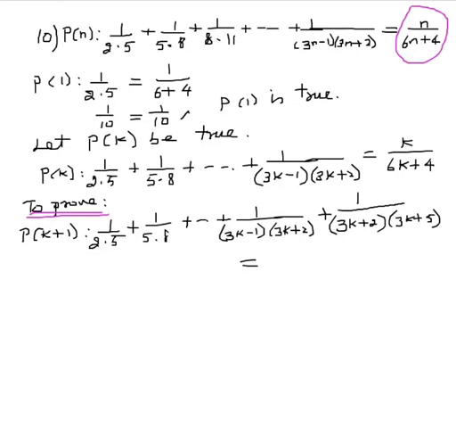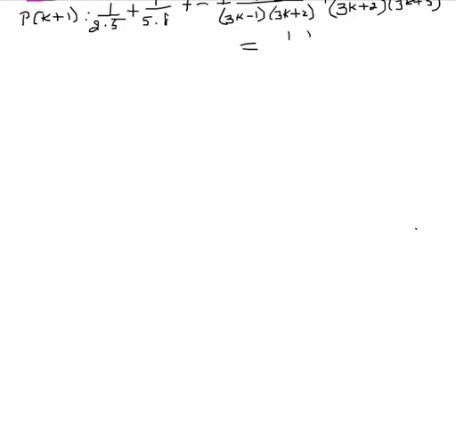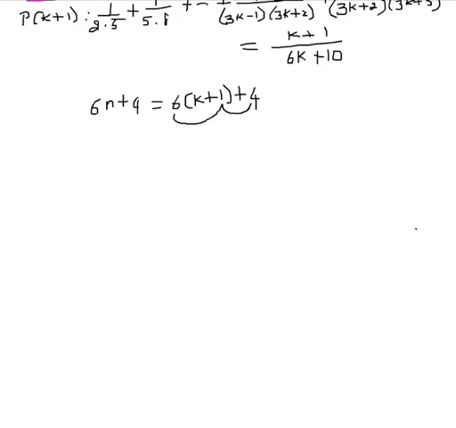here on the right hand side of P of n, put n as k plus 1. So k plus 1 divided by 6n plus 4, where n is k plus 1. Let us write the simplified answer here. 6k, 6 into 1 is 6, 6 plus 4, 10. Perfect. Okay, now let us prove this.